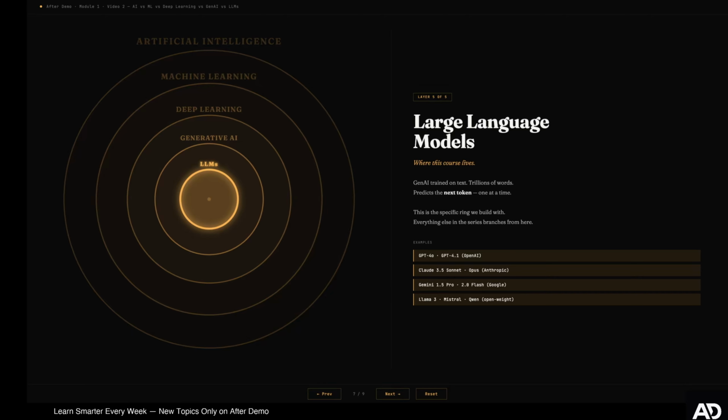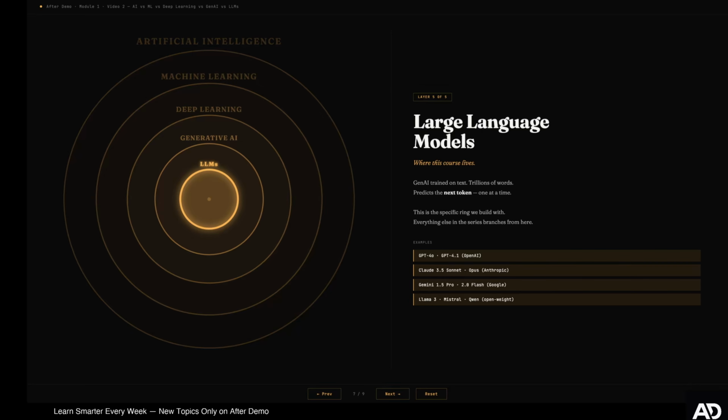LLMs are generative AI that works with text. Specifically, they are trained on massive amounts of text. We are talking trillions of words, and they learn to predict the next token. Token, not word. Tokens are the subject of video 10. For now, roughly a word. We'll get precise later.